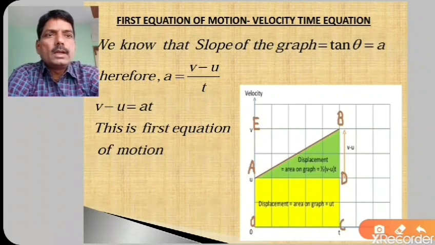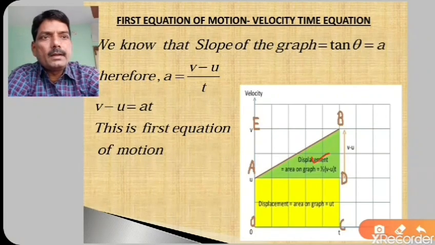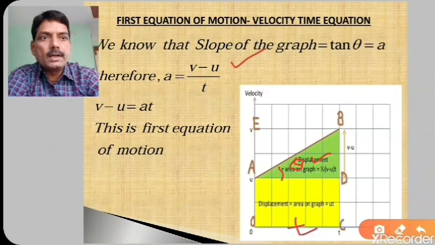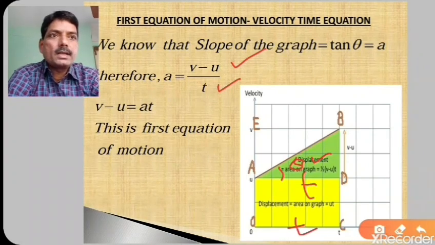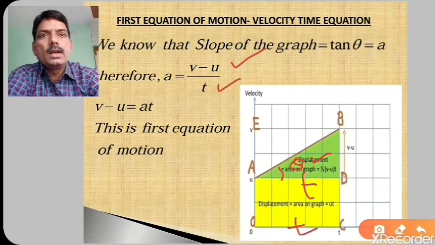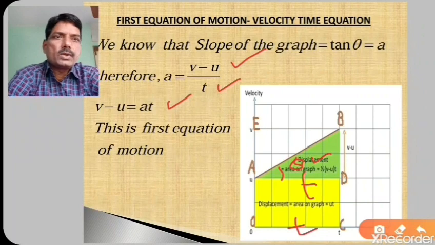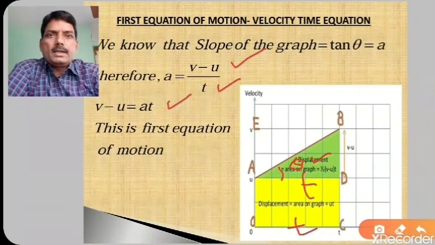From this graph, if I apply tan theta in this right angle triangle, keeping in mind this angle is theta, then tan theta is equal to BD by AD. BD is nothing but V minus U and AD is nothing but your time t. So acceleration, or tan theta, is equal to V minus U upon t. So a is equal to V minus U upon t, or V minus U is equal to at, or you can write V is equal to U plus at. This is the first equation of motion.